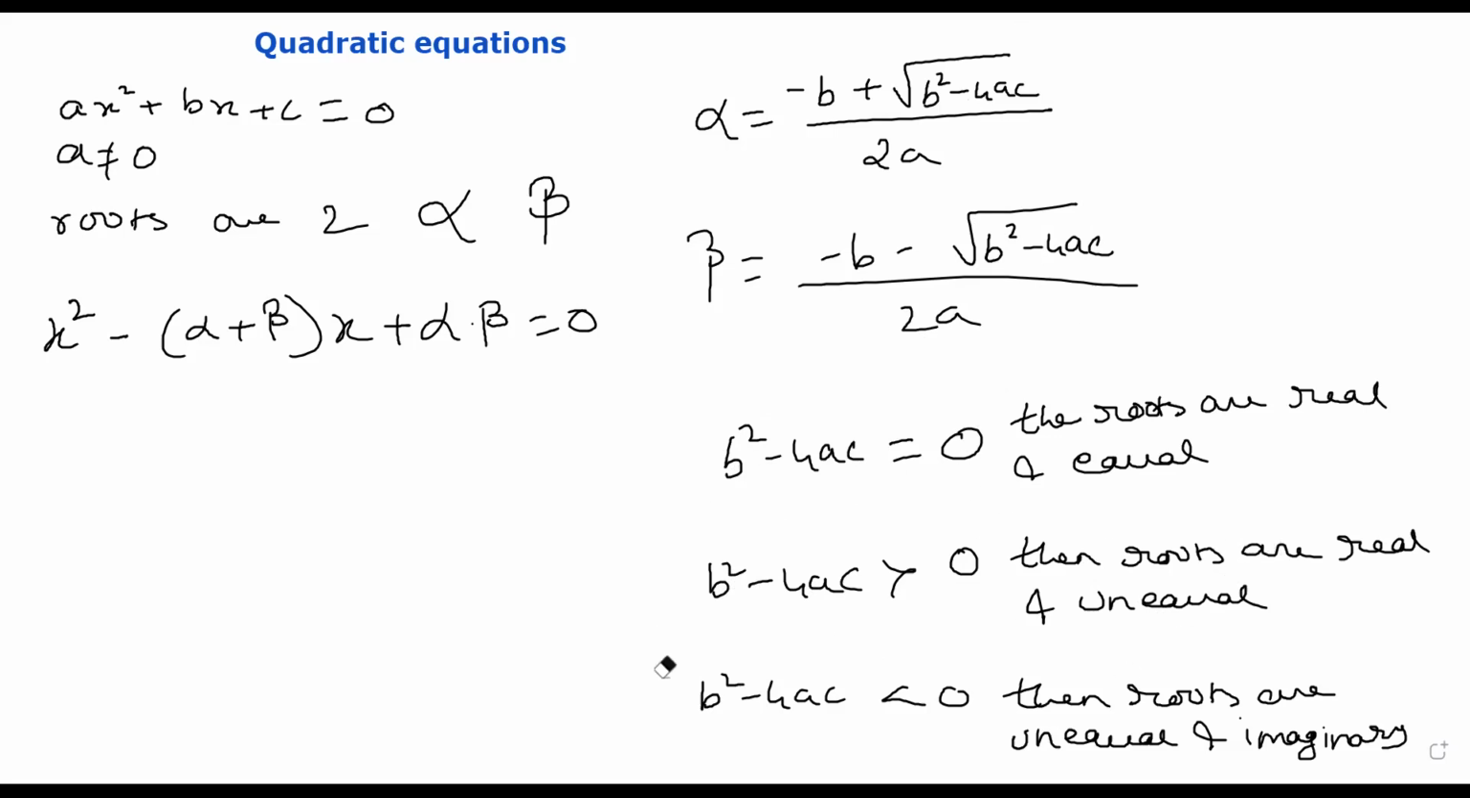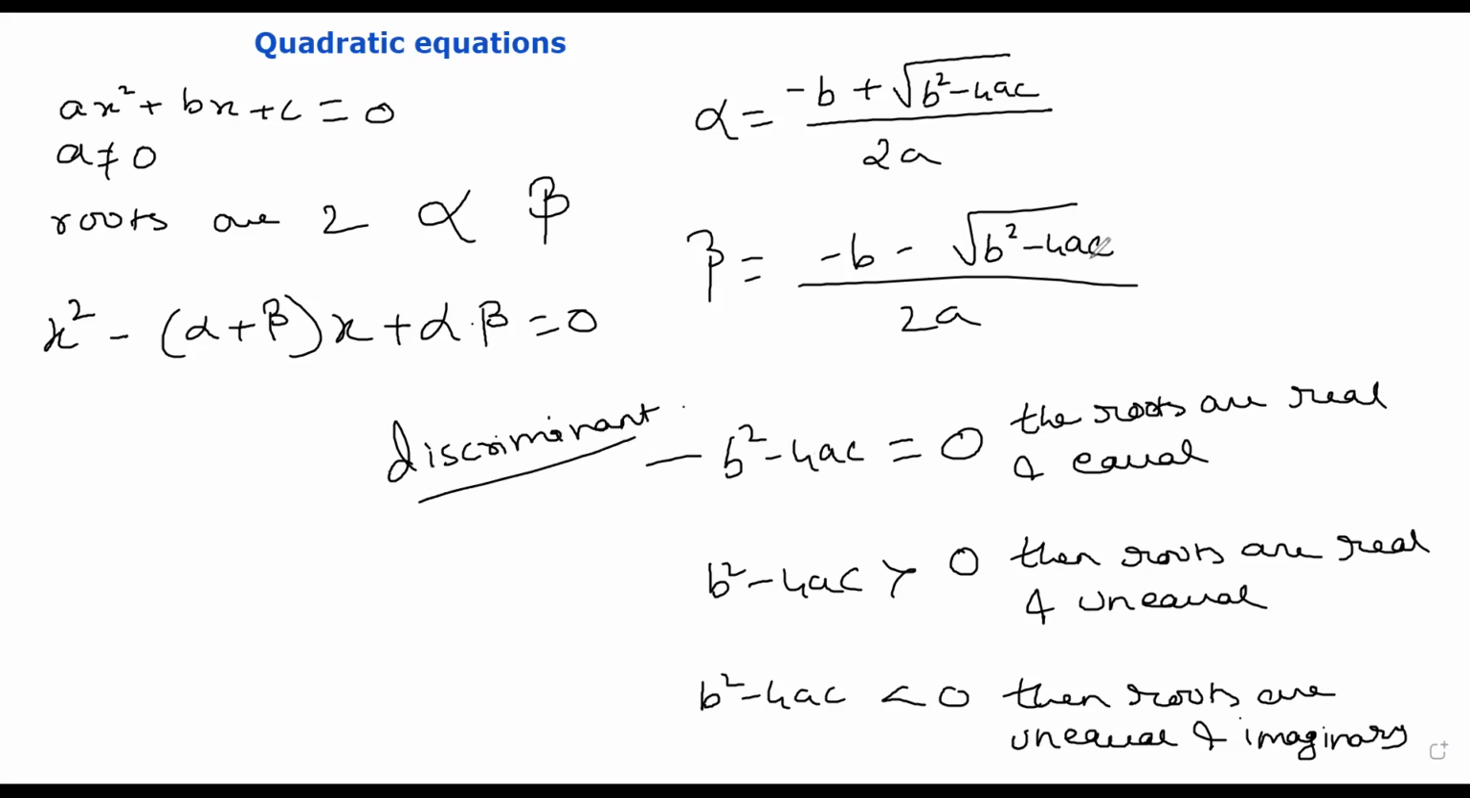So this b square minus 4ac is a very important element to identify the nature of the roots. And therefore, b square minus 4ac is called the discriminant, because it discriminates the roots.